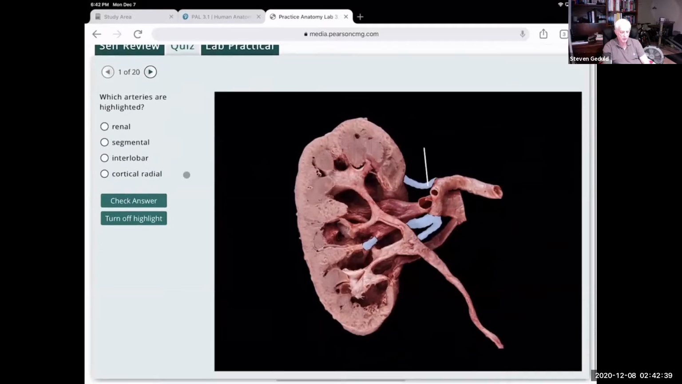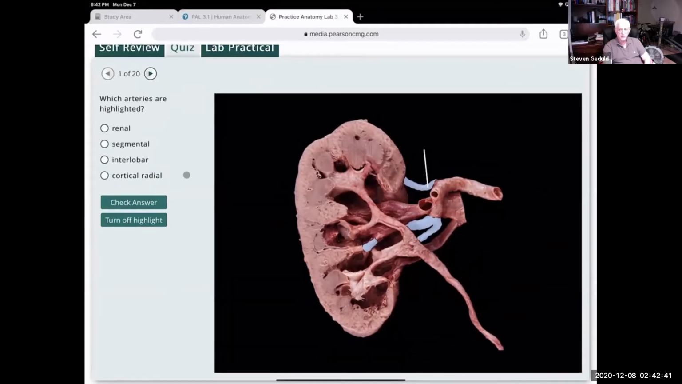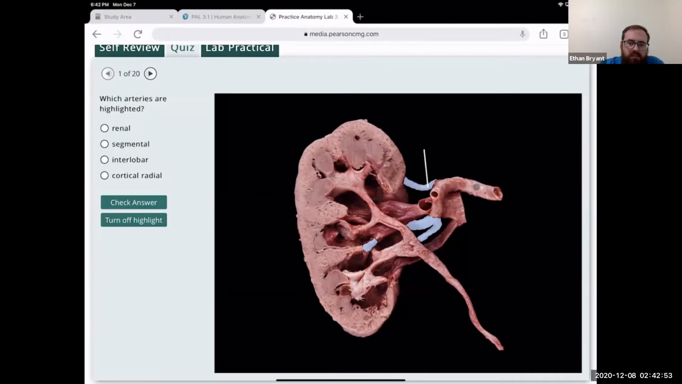All right, look at those. Which arteries are highlighted here? There's the renal artery, segmental artery, interlobular, or cortical. Well, this one here is the renal artery. Can you see the difference between arteries and veins? I know it's not labeled here, but see where my marker is? This is your artery. See how round and open it is? And this is the veins, kind of squished down.